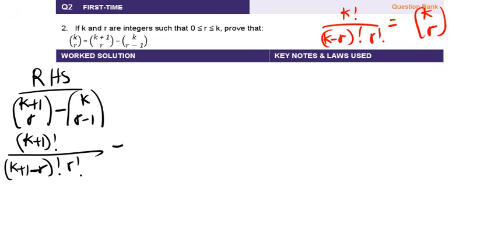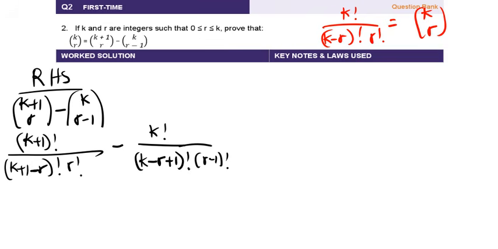Then minus this one, which is also k factorial divided by k minus r. Because here we are doing minus, this negative is going to affect everything, so it's going to be minus r, and this negative here will make it plus 1 in the bracket. Then we've got factorial. Even here it will now be r minus 1 factorial. That's what we have.